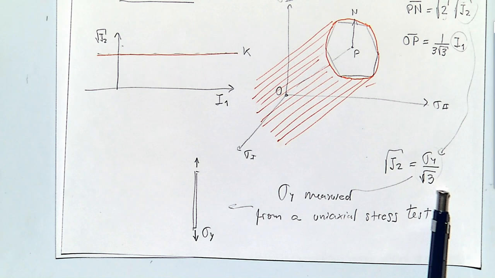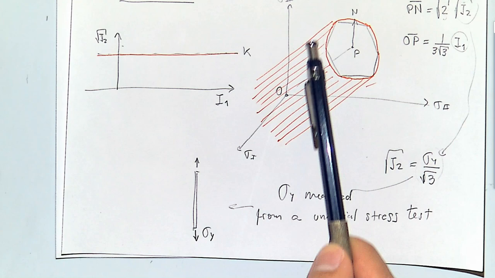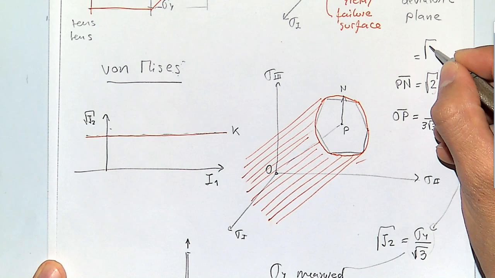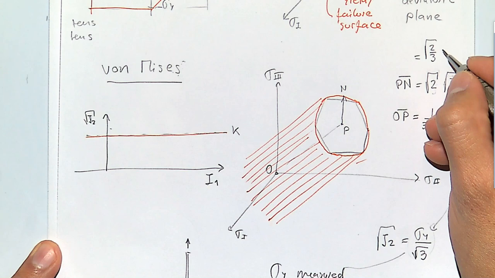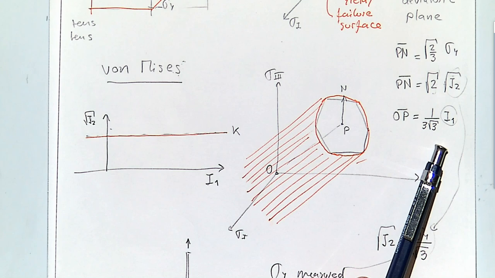And when you put this together into this type of plot, you get that the radius of this circle is going to be 2 times square root of J2, or also, we can write it again, the square root of 2/3 times sigma y. Okay, so I'm not showing here the demonstration of this, but it's just geometry.